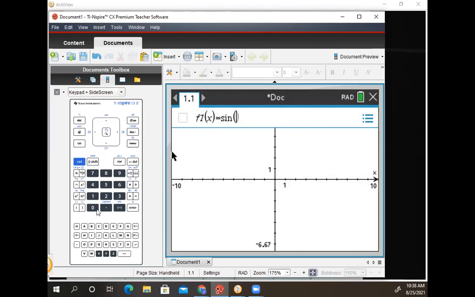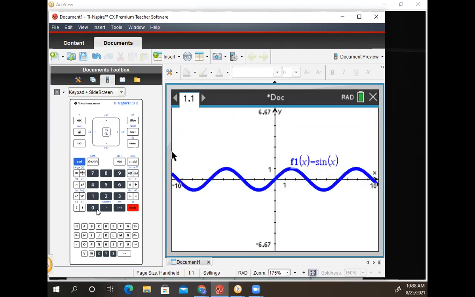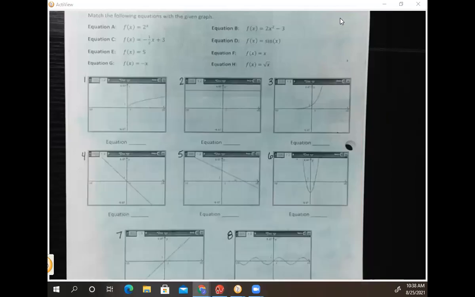And then we want sine of x. So I'm going to type x inside those parentheses and hit enter. And there's my sine of x graph. Which of my graphs matches sine of x?